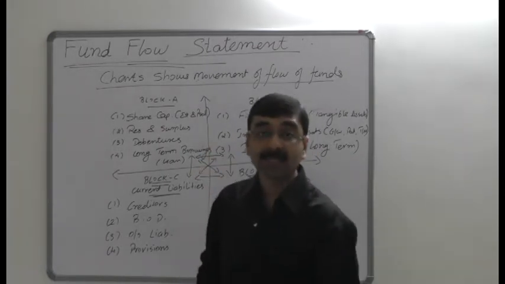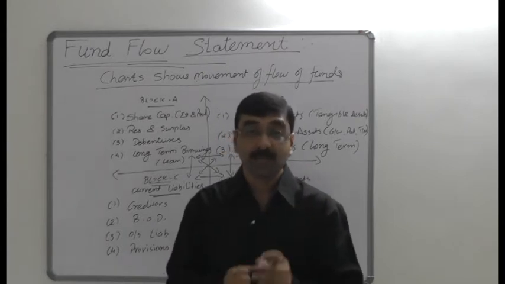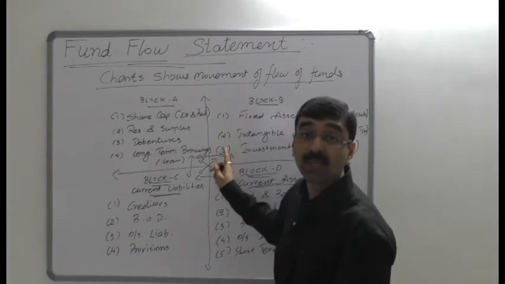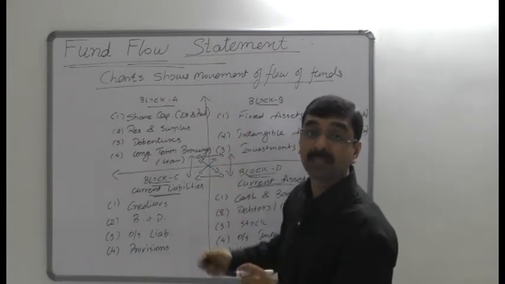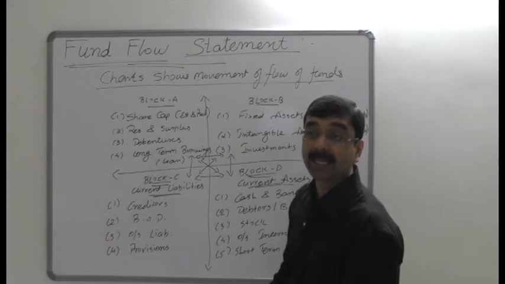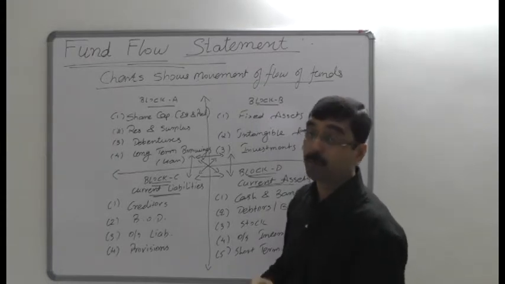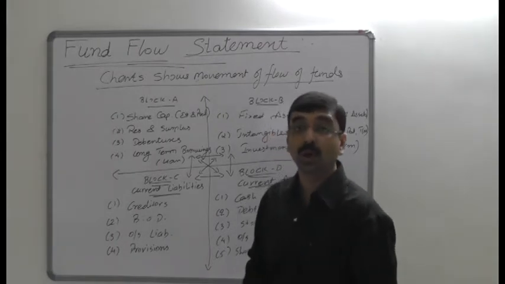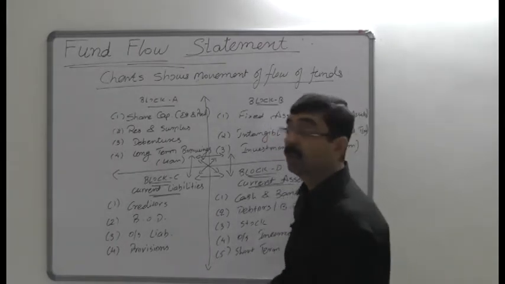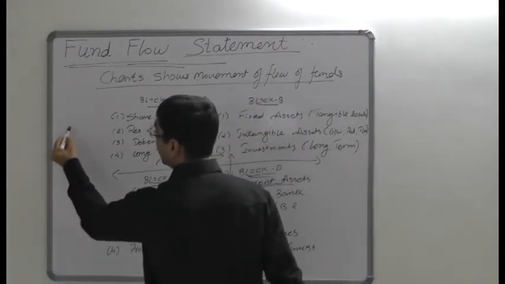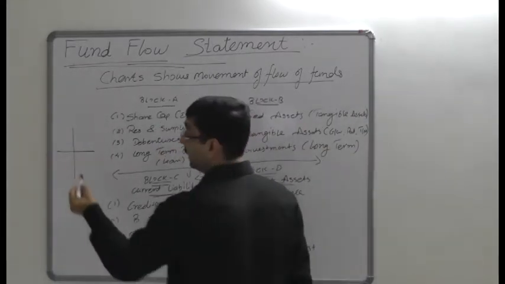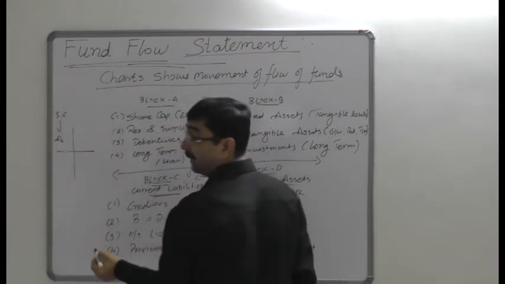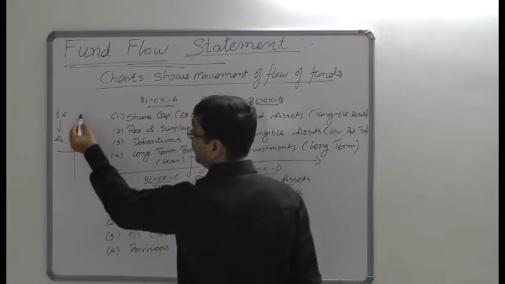For example, if the company issues shares against the purchase of machinery, then there is no inflow or outflow of funds, because the increase in capital affects block A and the increase in machinery affects block B, so they do not affect the working capital. How does it show? Suppose I take a transaction where share capital is issued, which affects block A, and it is issued against machinery.